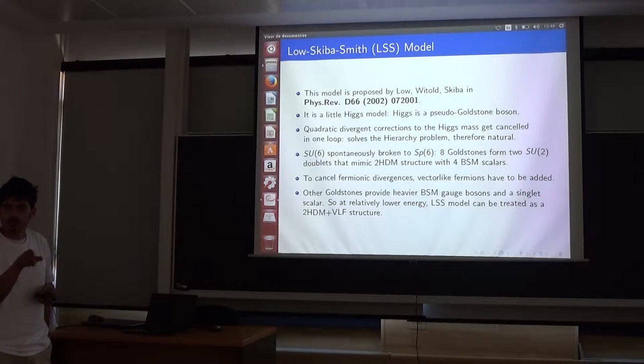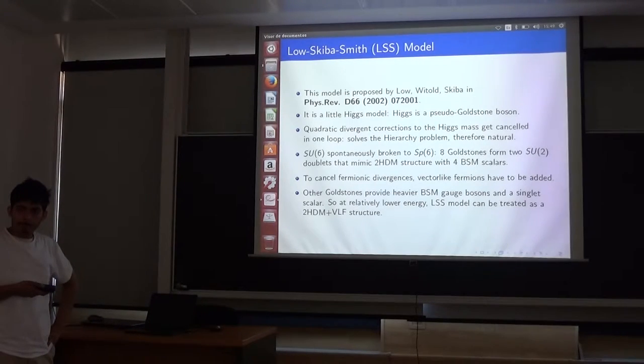Those fermion loops give divergent corrections, which are cancelled by introducing other fermions, where the sign of this we can manage. These vector-like fermions we can fix, and then they can change that. Are the masses of the vector-like fermions related to those of the scalars?